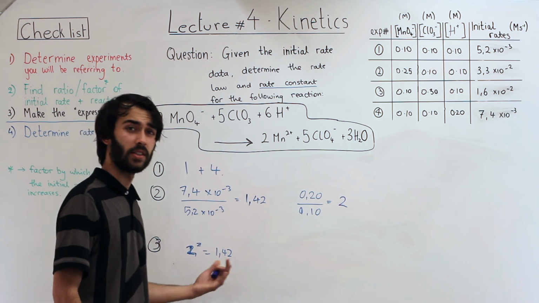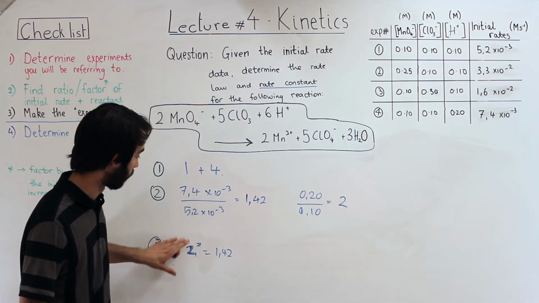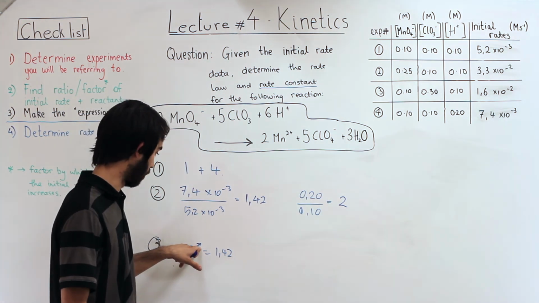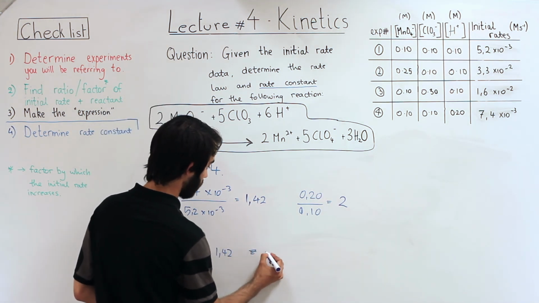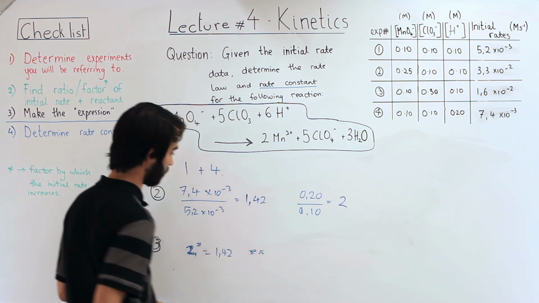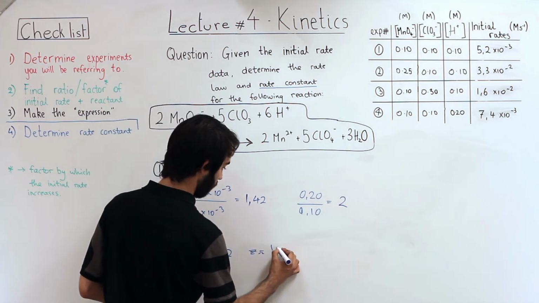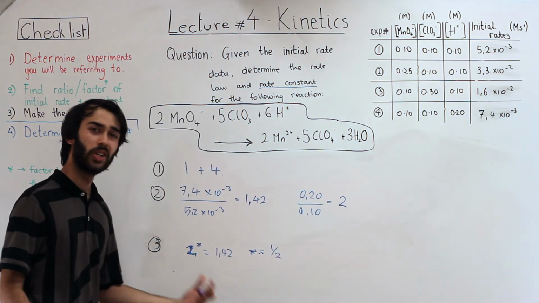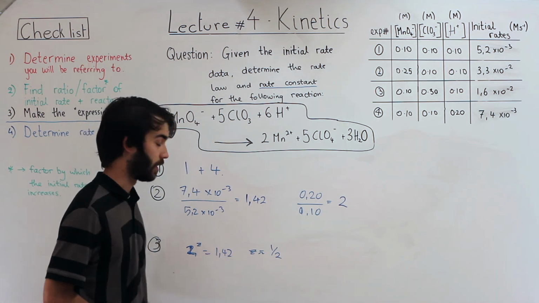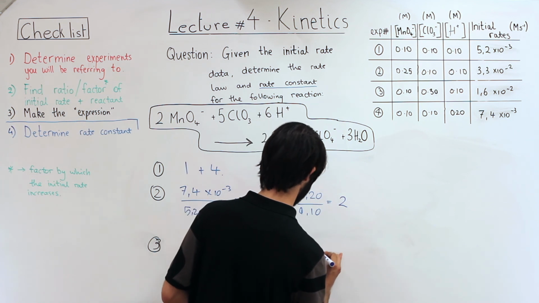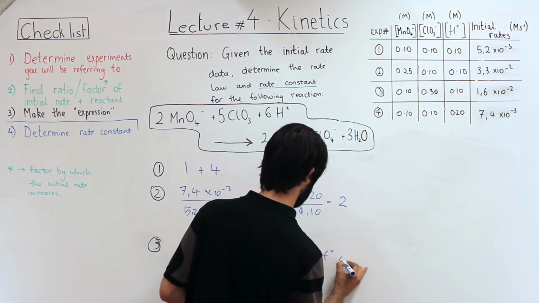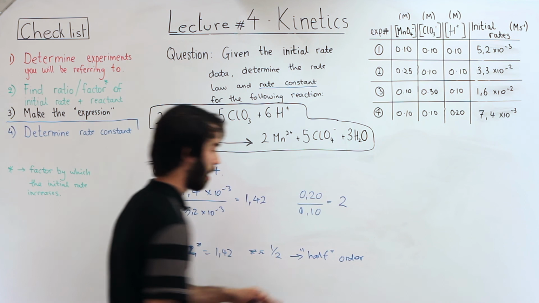And now, this is an odd exception, because normally when we rearrange this to find our power, we have a full number. But in this case, when we rearrange this and want to get an approximate answer, this will come out to be about a half. So what does this mean? Well, in this case, we can just say we have a half order reaction. Half order with respect to H+.